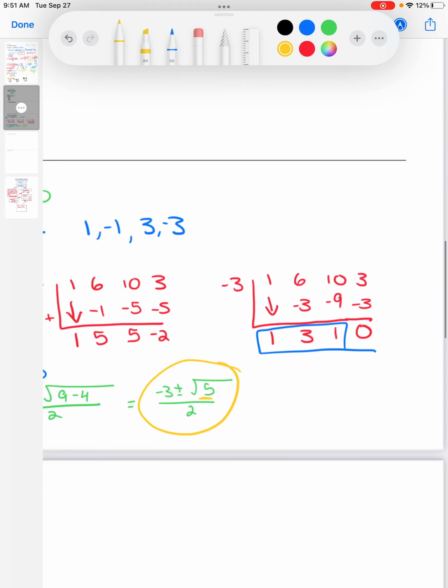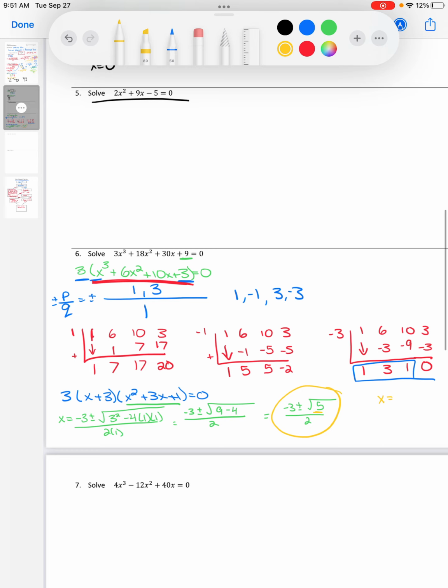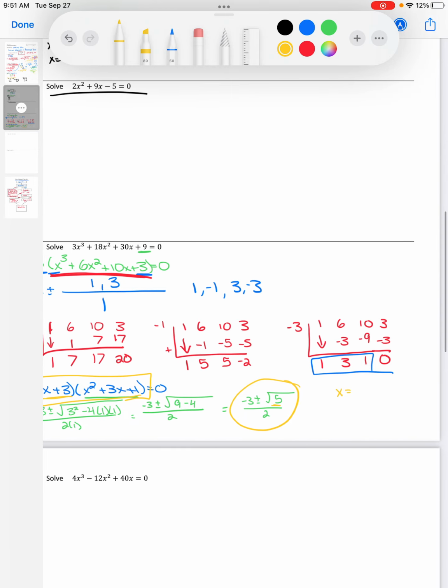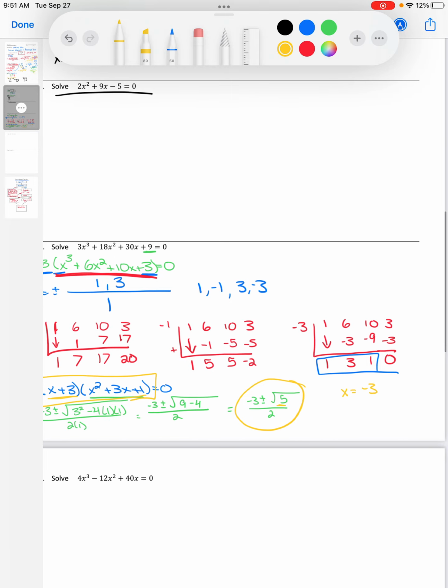So let's write out all the solutions for x. It helps if we go back to our factored form. We know x is equal to negative 3. We did synthetic division to find that. And x also equals negative 3 plus or minus the square root of 5 over 2. It's not a nice answer, but that is a solution of x. So those are my answers.